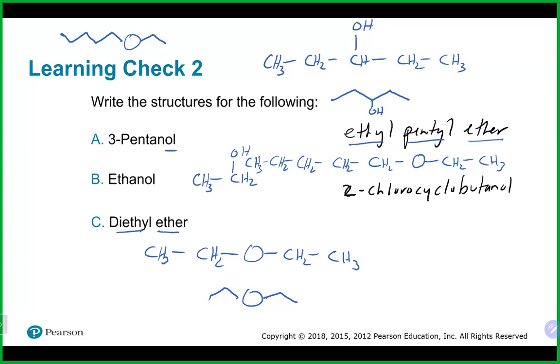Lastly, here, 2-chlorocyclobutanol. Alcohol, OL, 4 carbons, ring structure. Cyclo, so that looks sort of like a square, I suppose. You could put the OH on any of those carbons you like, so I'm just going to put my OH there. You also have an option left or right here, so I'll put my chloro here in this case. Any questions on that? All right, well, later.